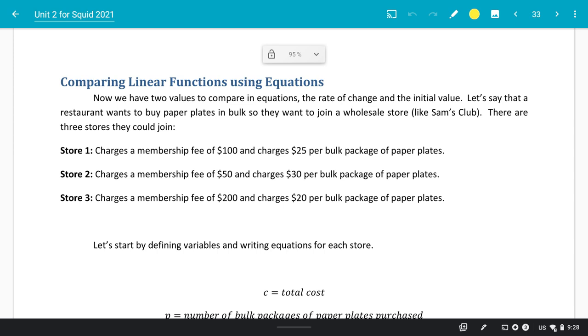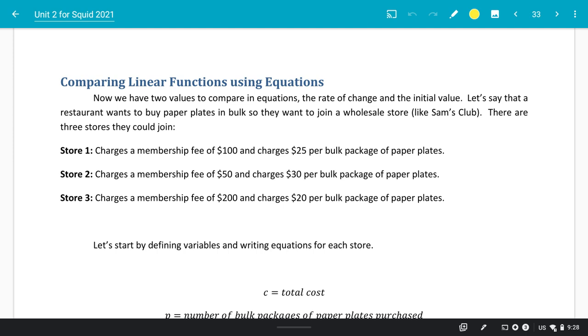Comparing linear functions using equations. Now we have two variables to compare in equations, the rate of change and the initial value. Let's say that a restaurant wants to buy paper plates in bulk. So they want to join a warehouse store, like a Sam's Club. There are 3 stores they could join.